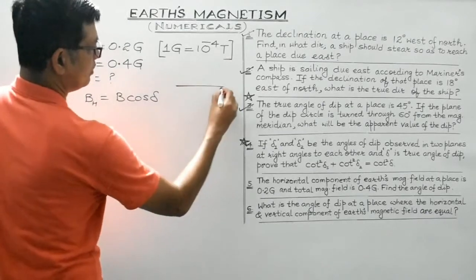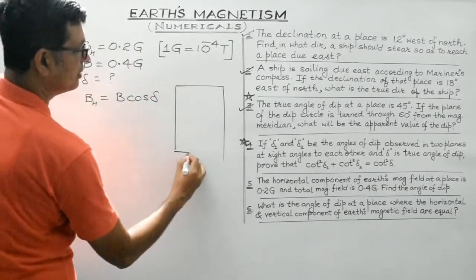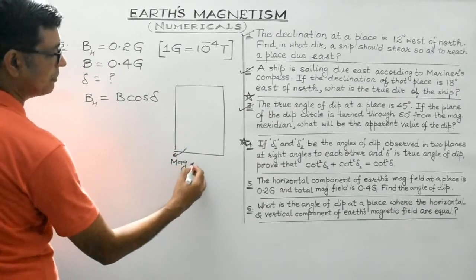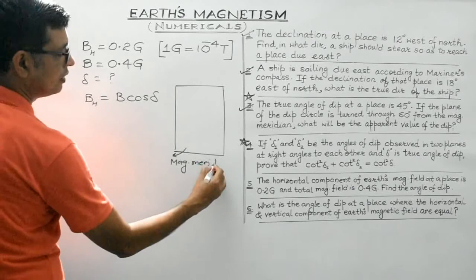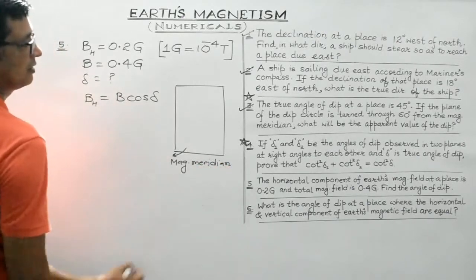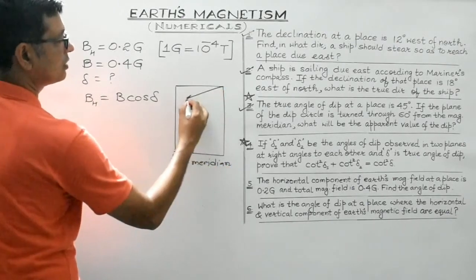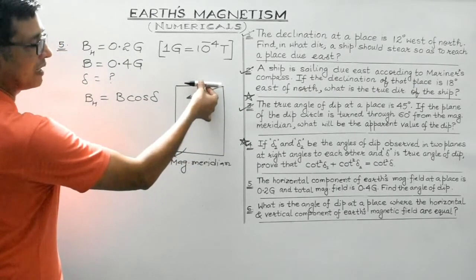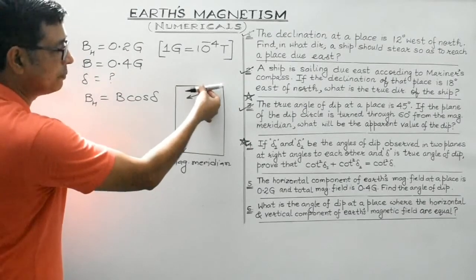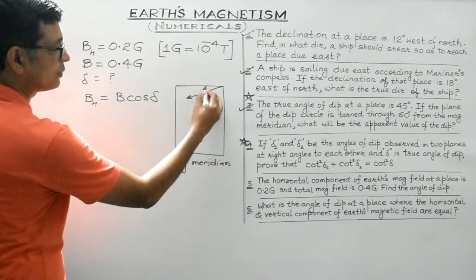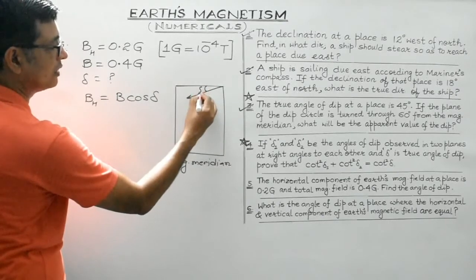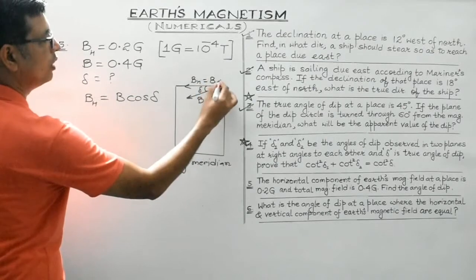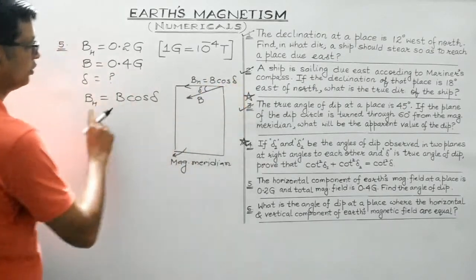Remember this diagram. If this is the magnetic meridian, meaning an imaginary vertical plane which passes through the magnetic axis, and suppose this is the direction of Earth's total magnetic field, it will align itself and then the freely suspended magnet will tend to dip. The angle through which it dips with respect to the horizontal is the angle of dip. And if you resolve this, this will be BH. It is equal to B cos δ. That is what I have written over here.